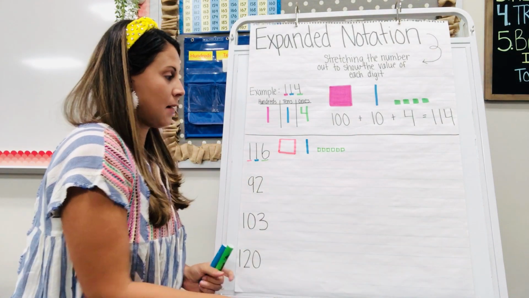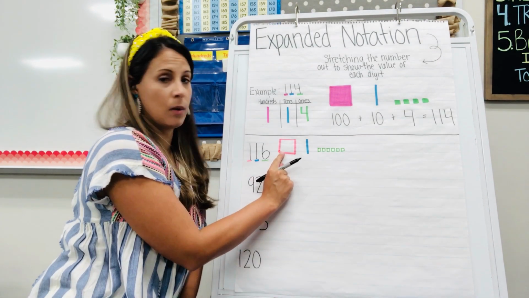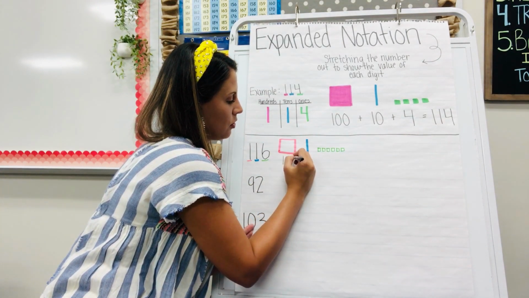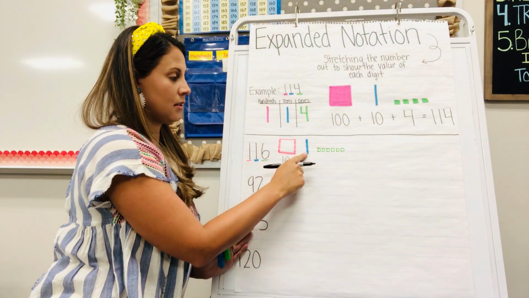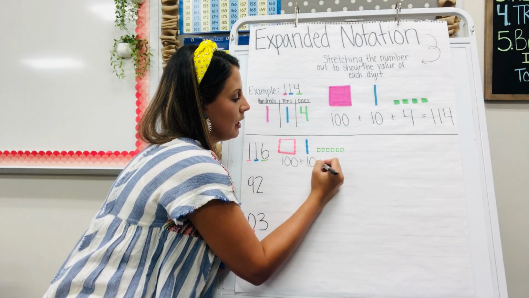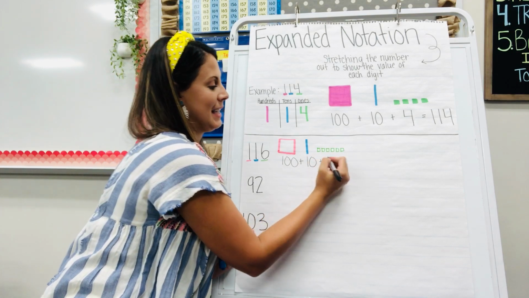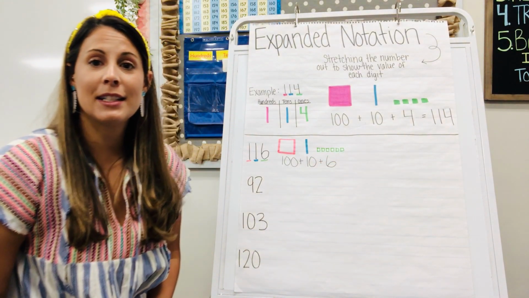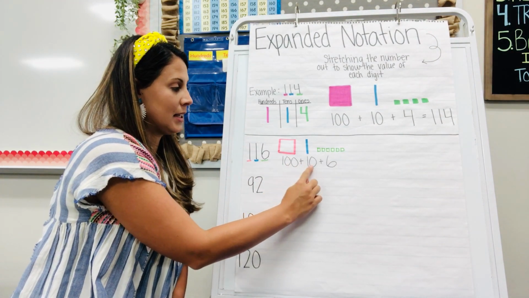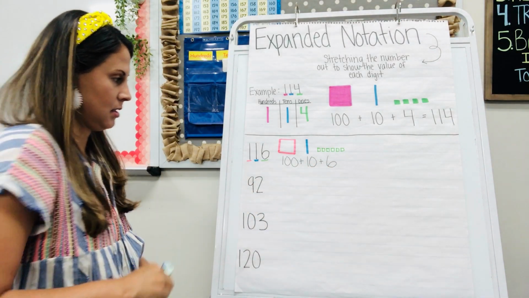Not done yet. Now we have to write the value. What is the value of 1 flat, or 100? 100. 100 plus, what's the value of our rod? 10 plus, and how many ones? 2, 3, 4, 5, 6. So our expanded notation for 116 is 100 plus 10 plus 6. On to our next one.